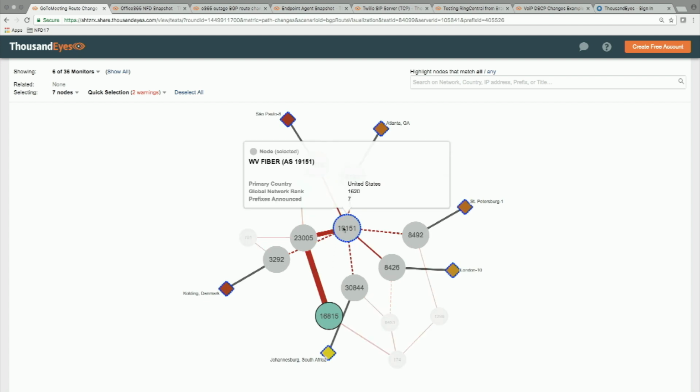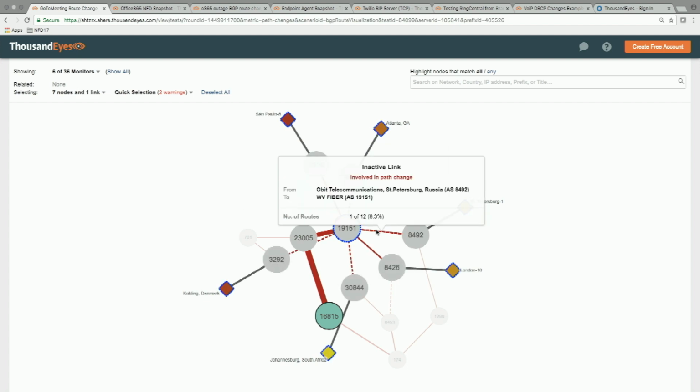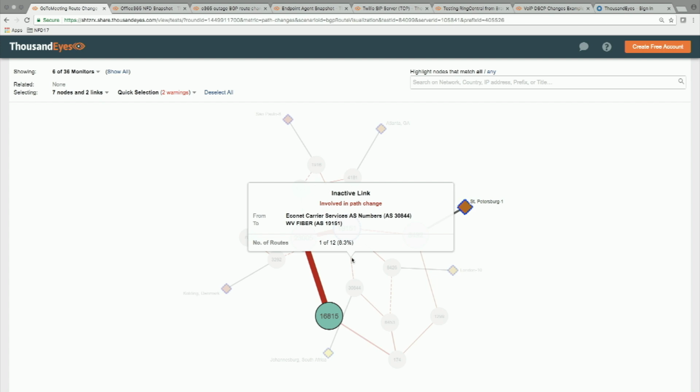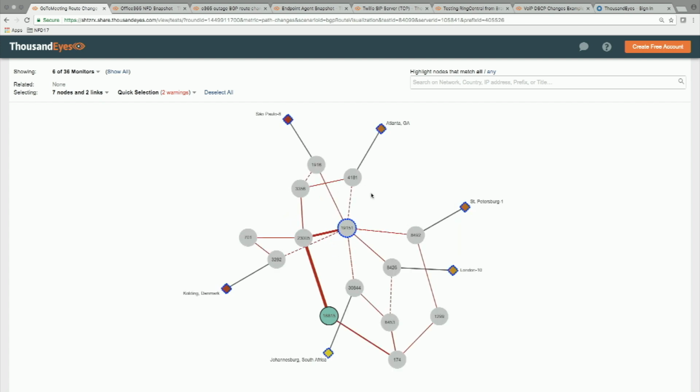This is that one suspect autonomous system there, WV Fiber, that was actually dropping all the traffic in New York that was causing our problem for our European customers. And we can see there with the dotted red lines, this actually means that they dropped their peering with a bunch of important networks that we care about. So St. Petersburg, Russia was one of the places that was impacted. Other sorts of European carriers are impacted there.